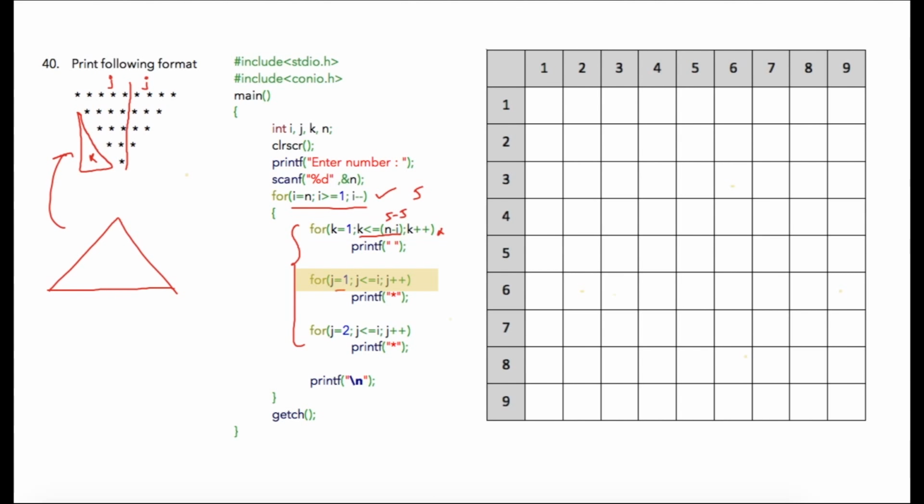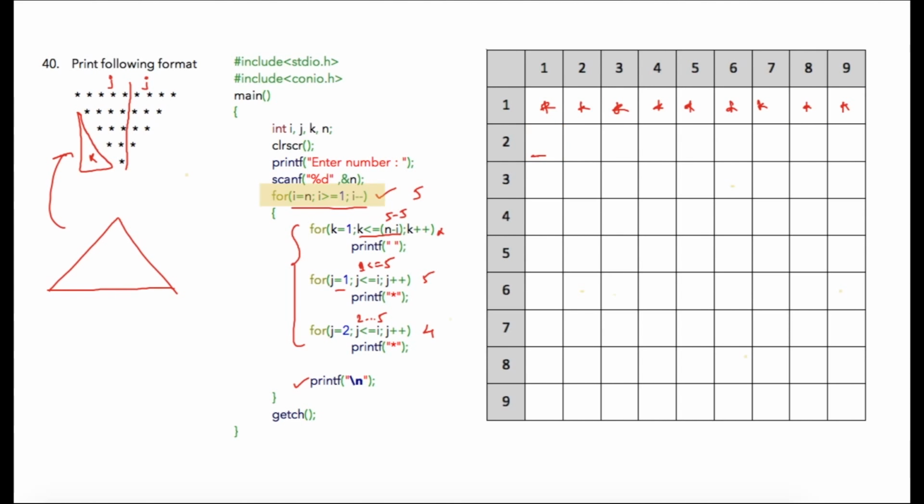But the second for loop will be executed 5 times. Hence it will print 5 stars on the screen because the condition will be 1 less than or equal to 5, hence 5 iterations. Similarly here the condition is the same. We are resetting the value of j to 2. Hence the loop will be executed from 2 to 5, so 4 iterations. Here 4 stars will be printed. Then because of this printf slash n, the cursor will be moved on to this location.